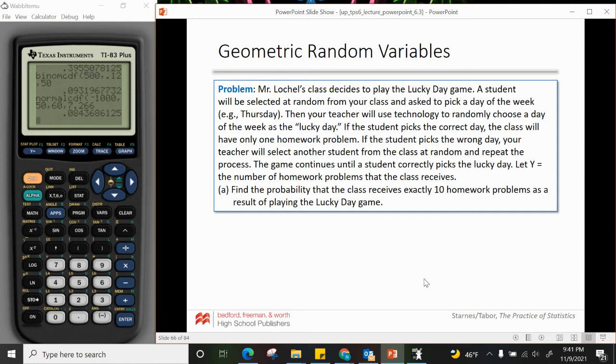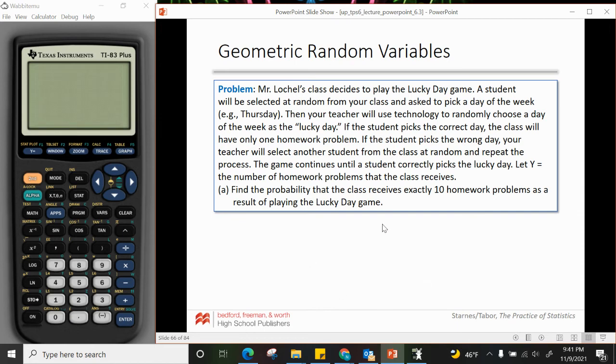Let y equal the number of homework problems that the class receives. So basically, if you don't get it on the first turn, and then they don't get it on the second turn, the number of students it takes to guess is how many problems you have. So if you got it on the first turn, you had only one problem. If it took the fourth person to get it correct, you had 4 problems that night. So that's how y equals the number of homework problems that the class receives.